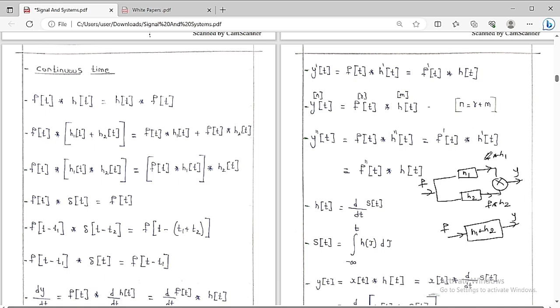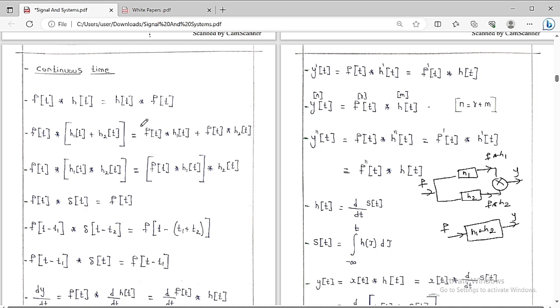So therefore, here this is a parallel system. So this is a complex system, right? Instead of that, I will take a new system having the impulse response as the summation of the impulse responses, then I am going to get the same output. So therefore, we can say for the system, the output is f of t convolution of h1 of t. Here the output is f of t convolution of h2 of t. And what is the output here? The summation of these two outputs, which is f of t convolution of h1 of t plus f of t convolution of h2 of t.